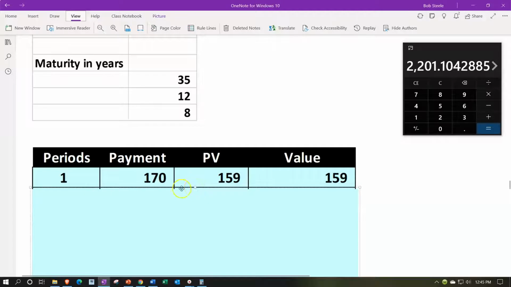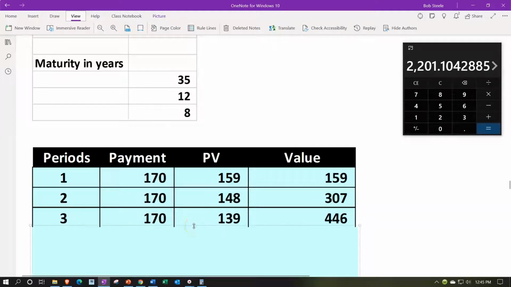We've got payment 1 is still 170, same as last time. We're present valuing it back. That's going to give us the 159. We won't show the calculation. If you want to see it in Excel, you can check it out there. And then the next 170 is now going to be present valued back to the current period, 148. That 148 plus the 159 gives us the 307.